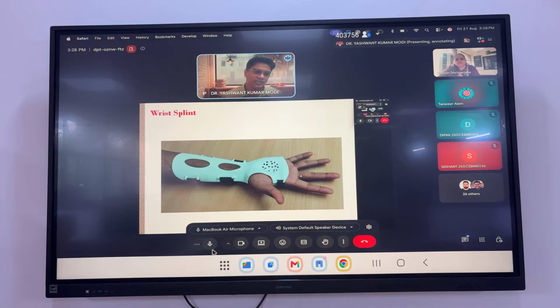Suppose we want to create a wrist or hand of a human being, then directly that kind of cells can be used.